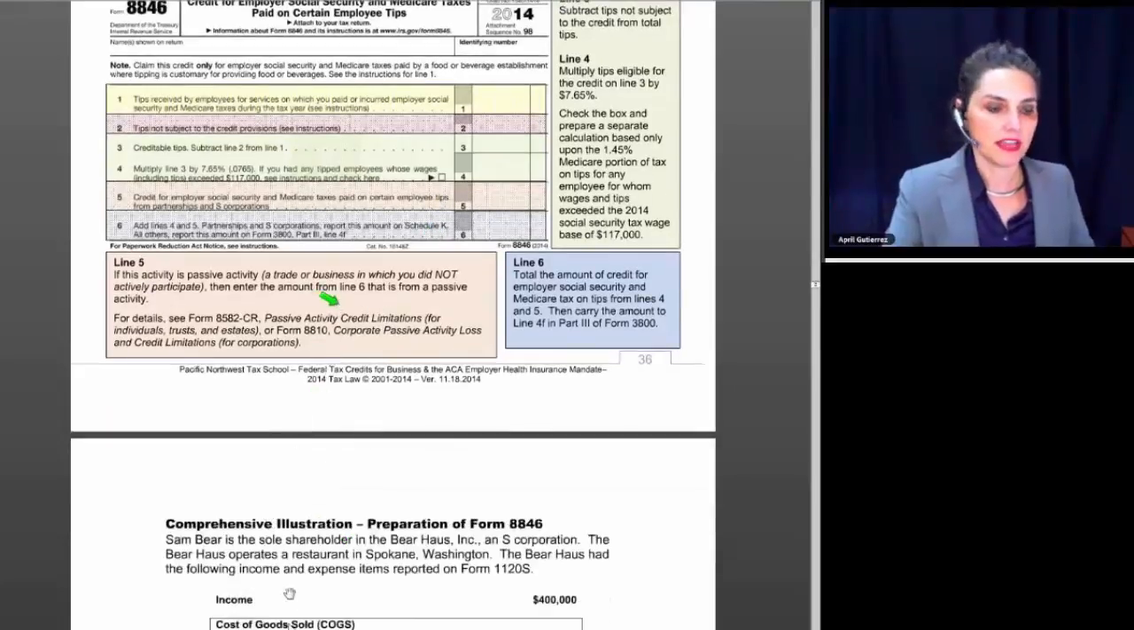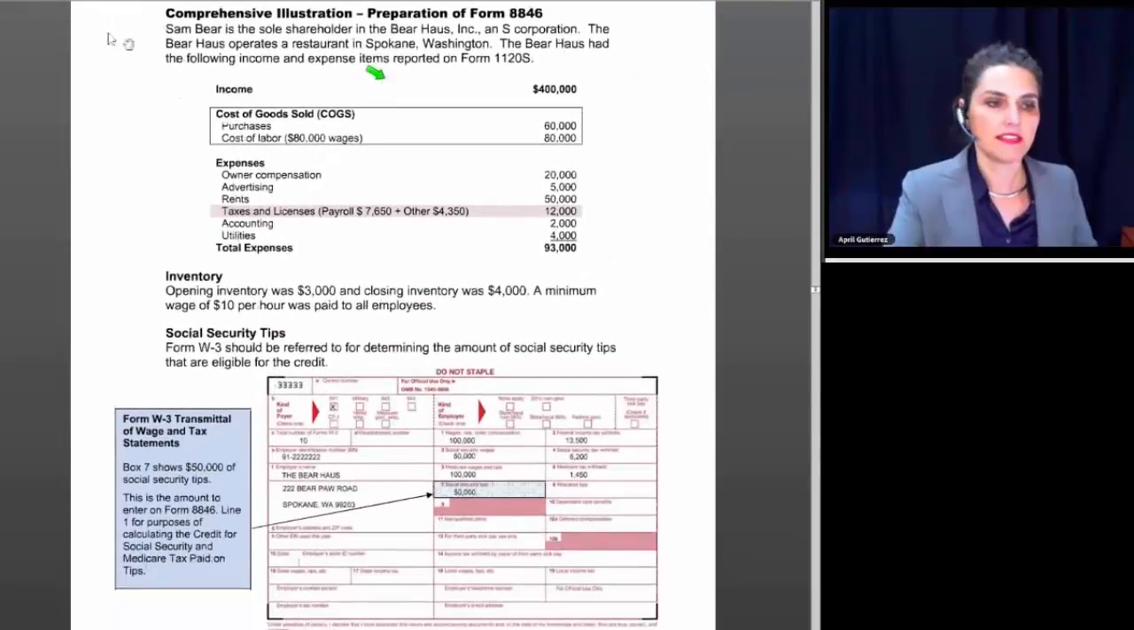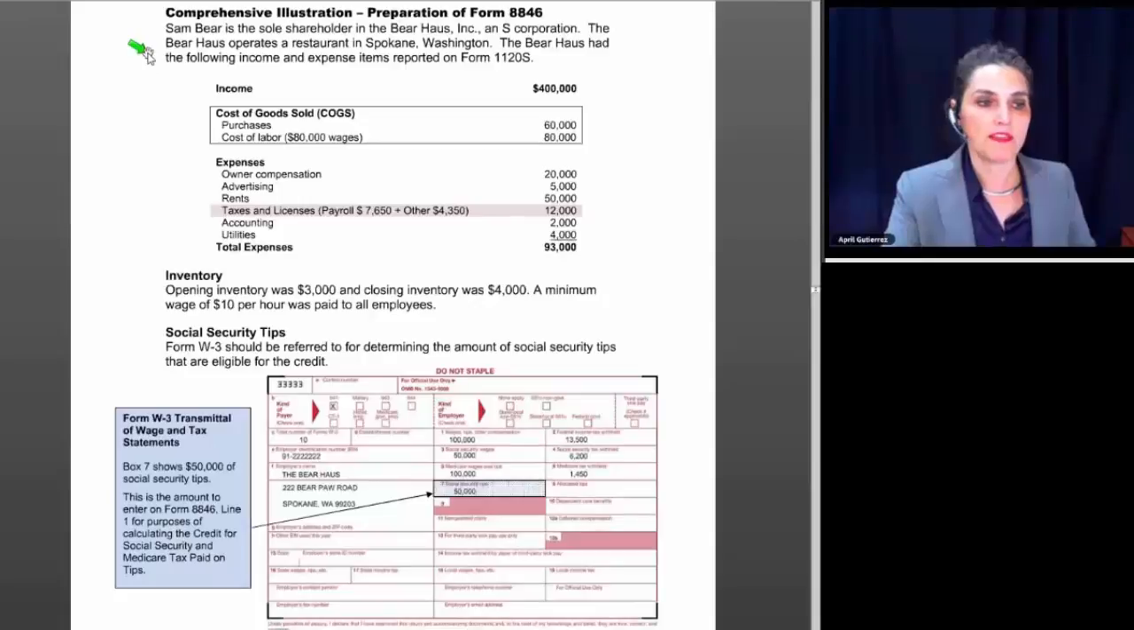So let's take a look at how we fill out that form with a comprehensive illustration. In this illustration, we have a character named Sam Bear, who is the sole shareholder in the Bear House, Inc., which is an S corporation. The Bear House operates a restaurant in Spokane, Washington, and the Bear House had the following income and expense items that were reported on Form 1120S for the year.